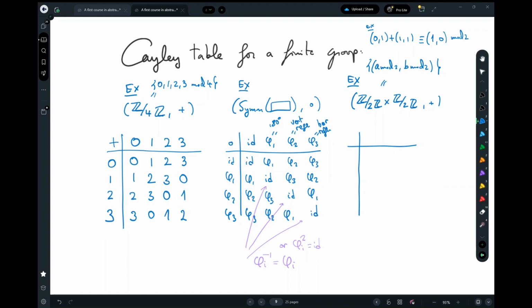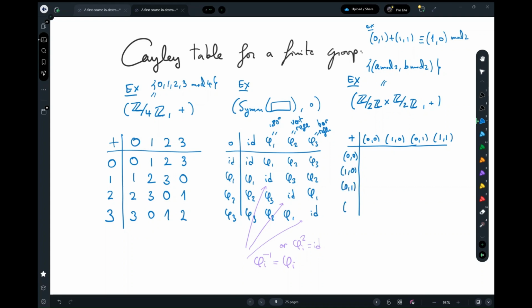Okay, so now I'm going to draw the Cayley table for this group. So what are the elements? This is a direct product of two sets of order 2. So the direct product will have 2 times 2, 4 elements. The elements are (0,0), (1,0), (0,1), and (1,1). And similarly, I'm going to write them all here.